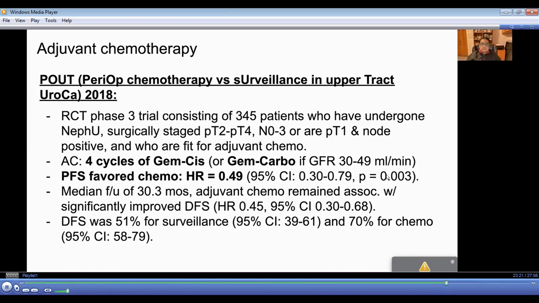And patients who received the chemotherapy demonstrated improved disease-free survival up to a median follow-up of 30 months. Disease-free survival was about 70% for patients who received chemotherapy versus those who received surveillance alone, which was about 50%.